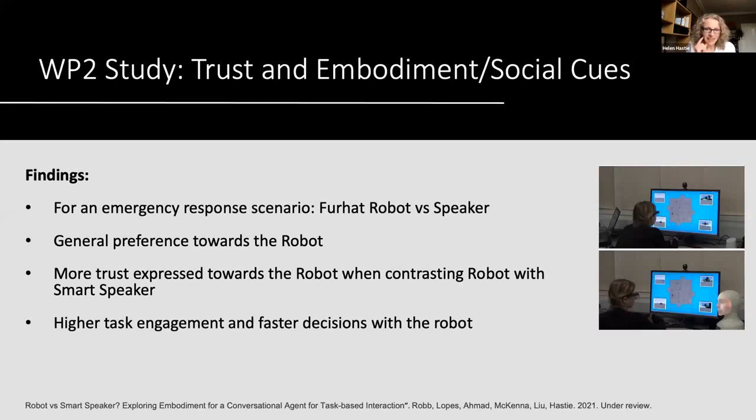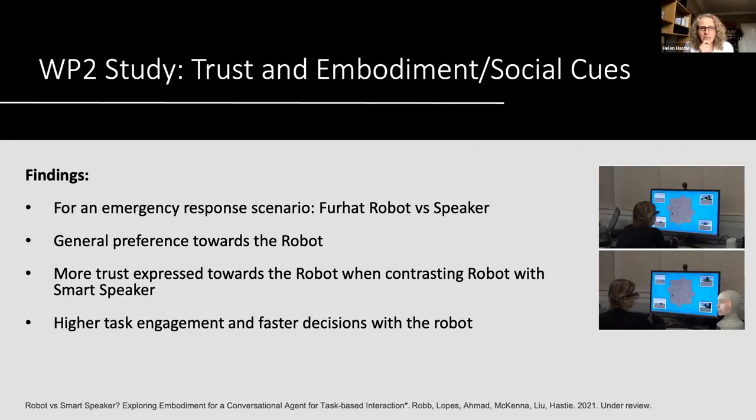We looked at the Furhat robot. You can just about see it in the corner there, on the bottom right of that lower image, a Furhat social robot versus a Google Home speaker. Some initial results, this paper's still under review, but initial results show a general preference for robots in this scenario. And I think all these results have to be taken in the context of a specific scenario or task. So, general preference for the robot, and more trust was expressed towards the robot when people were asked to compare the robot with a smart speaker.